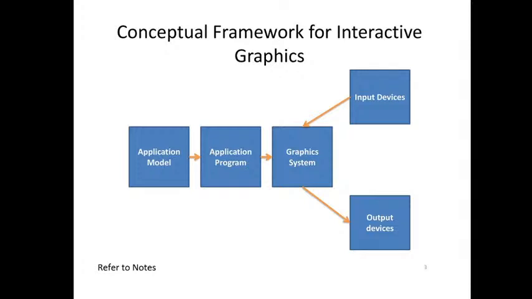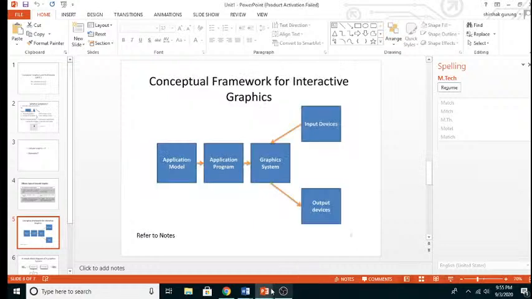Then we come to the next part of the unit. It's called the conceptual framework. When one wants to build some kind of computer graphics system, you need to have some kind of framework. So this is a very basic framework. In this framework, it is divided into two parts. The input device and output device are the hardware part, and these three, application model, application program, and graphics system, belong to the software part. This is also there in your notes.